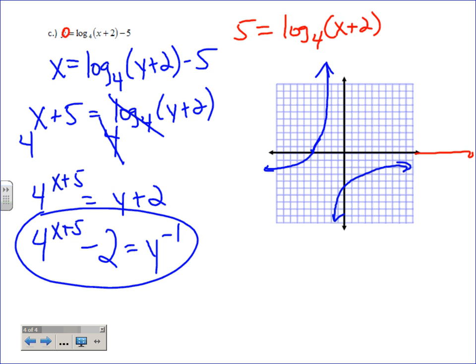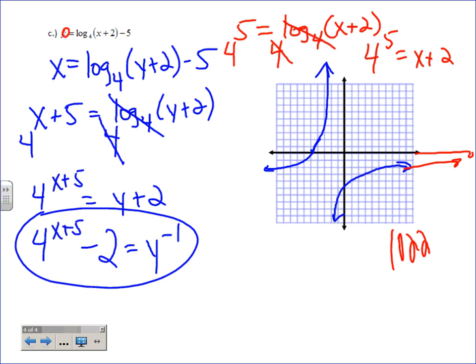How do you solve it from here? You've already told me how. Base 4. So basically, it's 4 to the 5th equals x plus 2. So take 4 to the 5th and subtract 2, and that will give you the 0 for this one. Yep, it's 1022, 0.